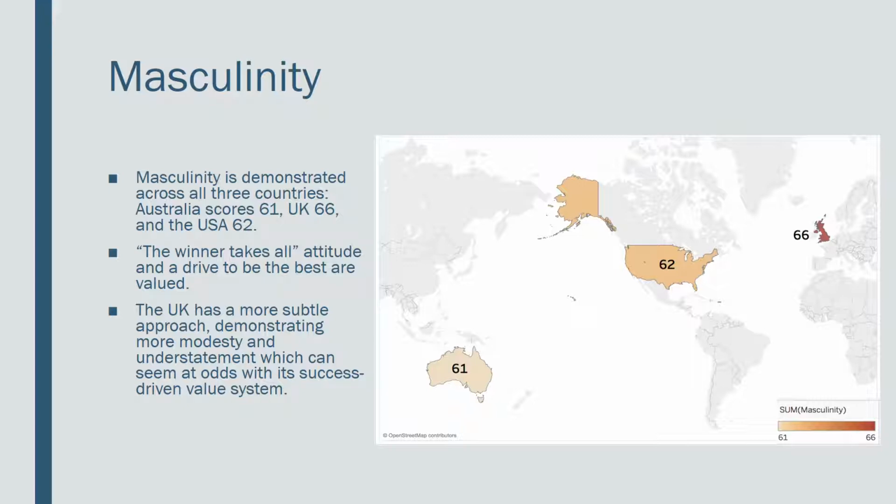With a score of 66, Britain is also a masculine society, highly success-oriented and driven. Again, we see an apparent contradiction in British culture. High value is placed on modesty and understatement, which is at odds with the underlying success-driven value system evident in the nation's highly masculine rating.